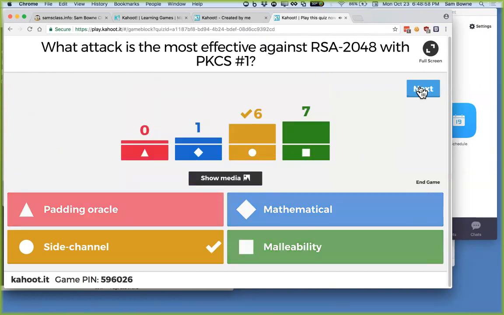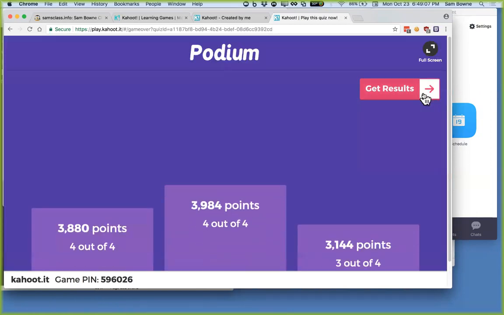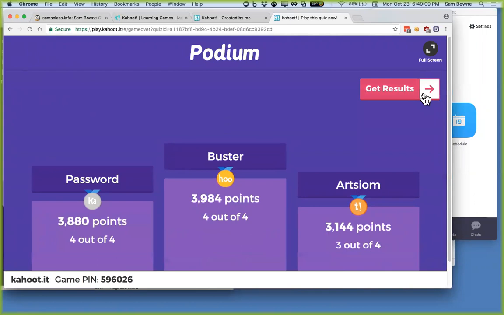Side channel is the only thing that works. None of the rest of these, you have defenses against all the rest of these. Padding Oracle doesn't apply, and these 2, you've got defenses built in, but the side channel keeps on happening.